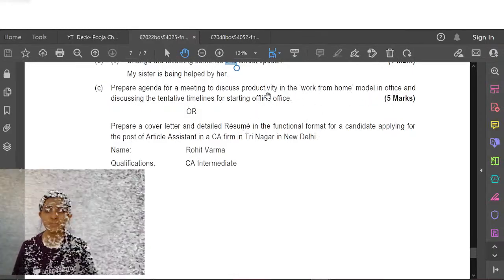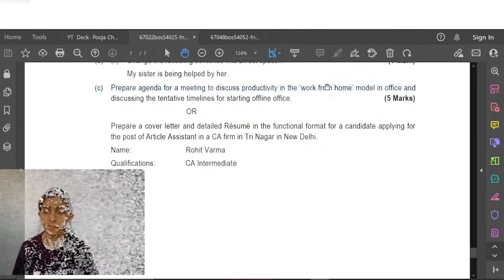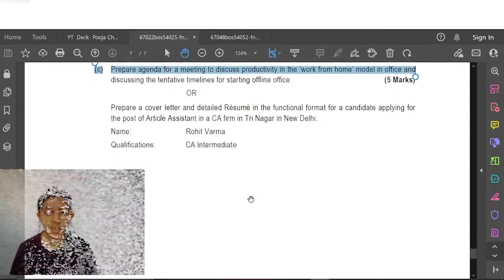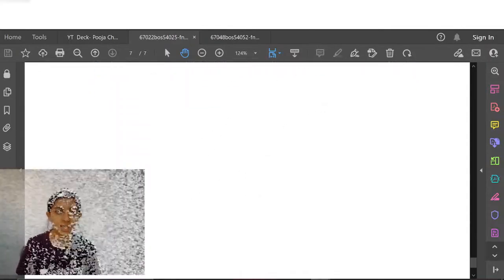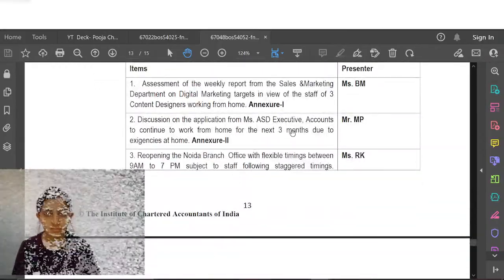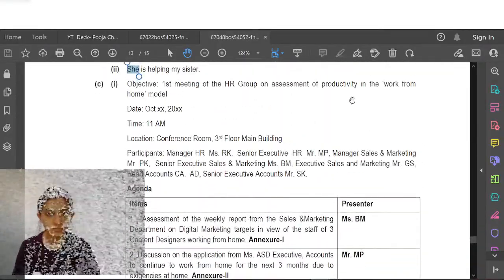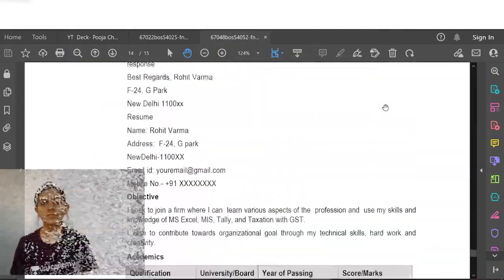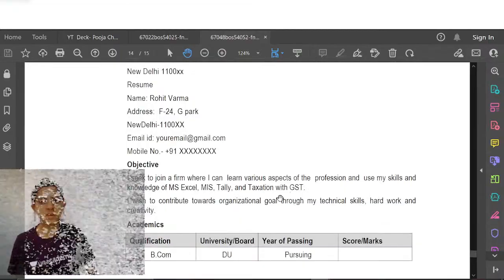Now, productivity in work from home model. Again, a similar question. Please be ready for something on work from home. Go prepared. They are planning to ask you something related to this. Then you have to make a resume, which is very easy, and I think we have figured that out last time only. There you go. Okay, and that marks the end.